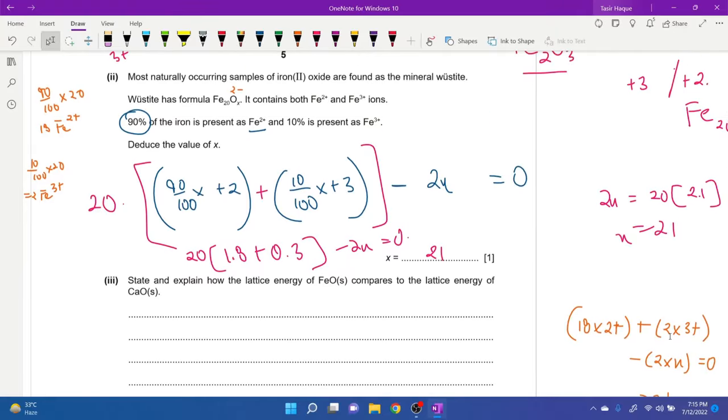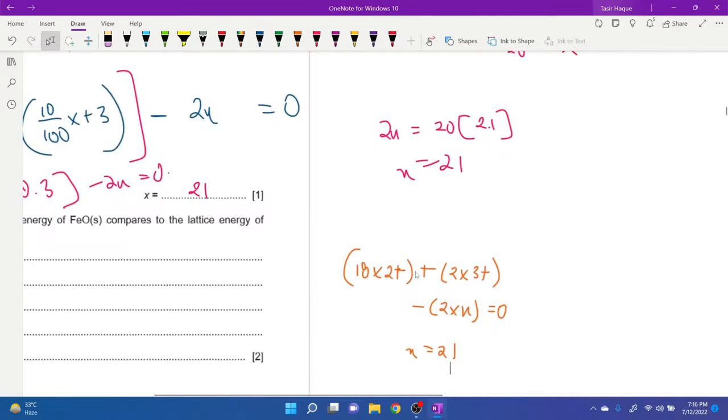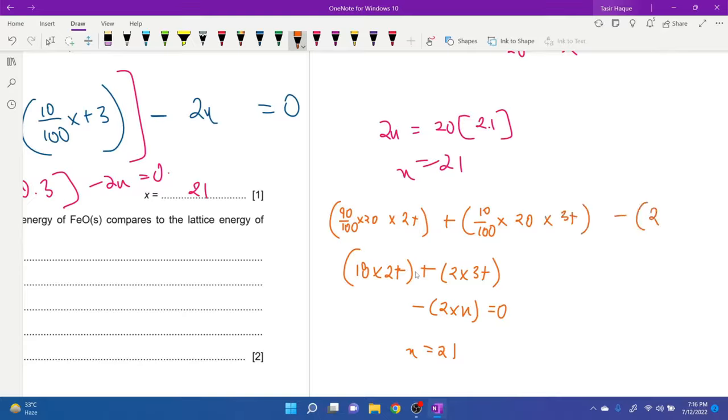First, I multiplied 90% with 20. This is what we did actually. 90 by 100 into 20 into 2 plus 10% of 20, of the total iron atoms basically, into 3 plus. Okay, minus 2 into x, because each oxygen atom has oxidation number of minus 2. The total oxidation number of the compound will be 0. All right, that's the logic.